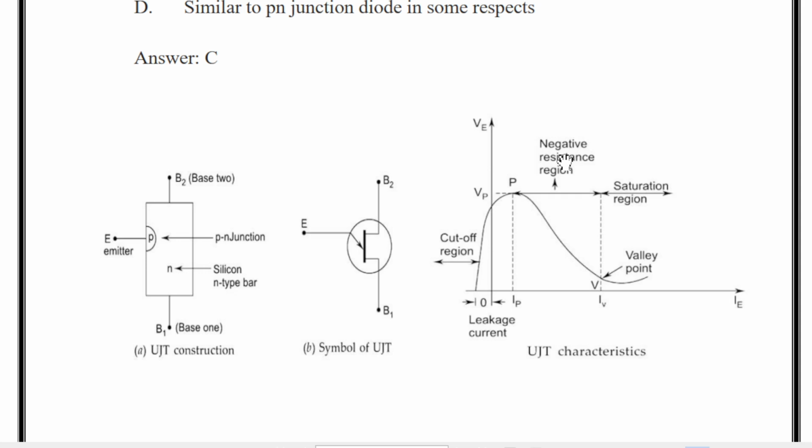The negative resistance portion of the curve lasts until the valley point is reached, with valley point voltage VV and valley point current IV. After the valley point, the device is driven into saturation. So you can see the device in the saturation region. This is all about the construction of UJT, its symbol and its characteristics.